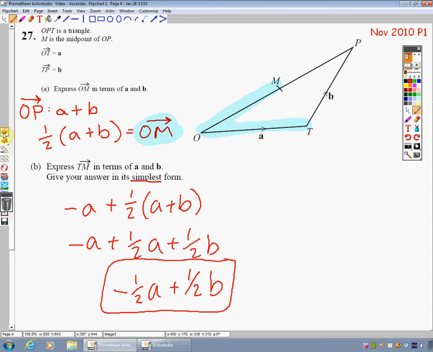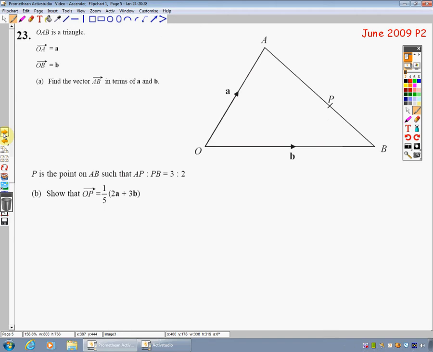Great, this is going to be more of a normal question now. Let's have a look here. Find vector A to B. So I'll tell you what, why don't you guys have a go at this part A quickly now. Hit the pause button.